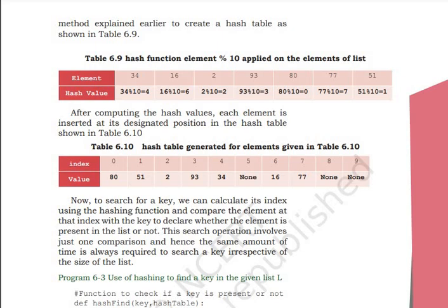So we have hash values. Each element is inserted at its designated position in the table. Look at 80. 80 mod 10 is 0, so at index 0, 80 is inserted. 51 mod 10 is 1, so at index 1, 51 is inserted. 2 mod 10 is 2, so it is inserted at index 2. 93 mod 10 is 3, so 93 is inserted at index 3, and so on.